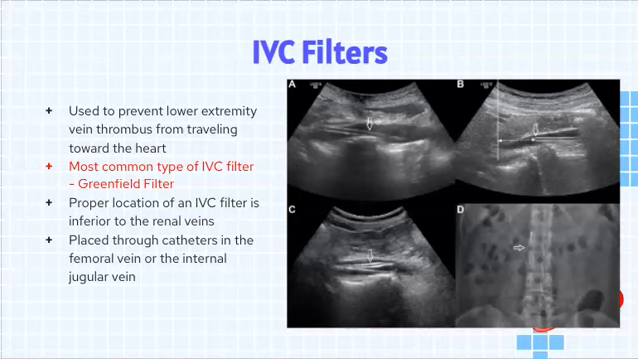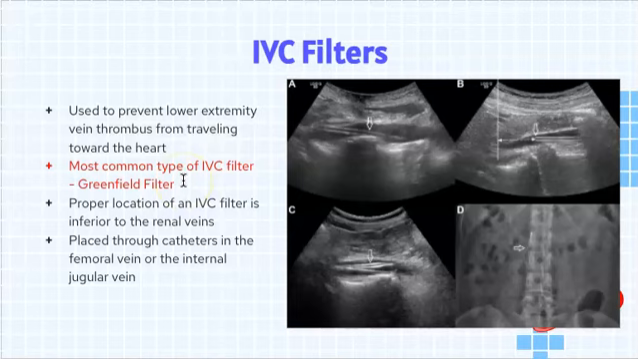IVC filters are another common registry question. You definitely need to know the sonographic appearance of an IVC filter, which is demonstrated in these images here. They're used to prevent lower extremity vein thrombus from traveling up towards the heart. This filter will actually catch that thrombus and it won't get past it. The most common type of IVC filter is a Greenfield filter. This will most likely be on your registry.